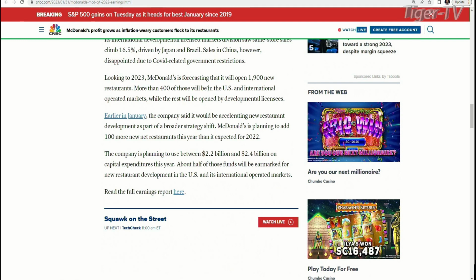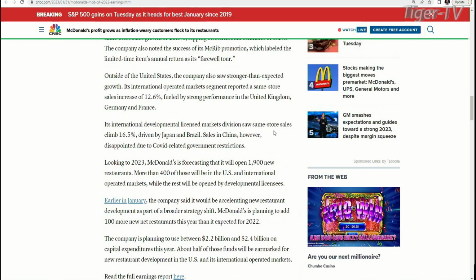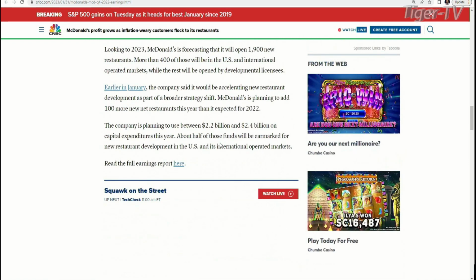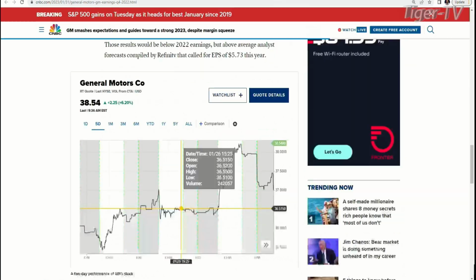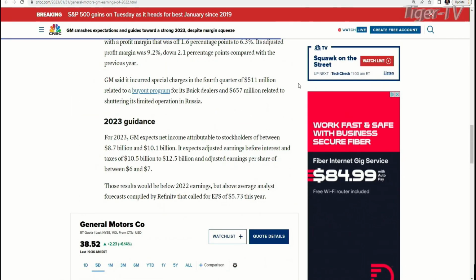How about this? This year, almost 2,000 new restaurants. Where are they going? More than 400 of those will be in the U.S. and international operated markets. The rest will be opened by developmental licensees. So when you talk about the developmental license markets, you're talking about Japan, Brazil, developmental markets, obviously. Nonetheless, strong numbers for McDonald's. They trade a little bit lower, but that stock has been doing well. GM, as we mentioned, trading higher.